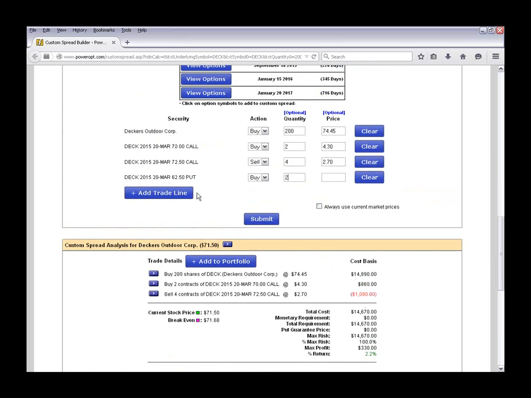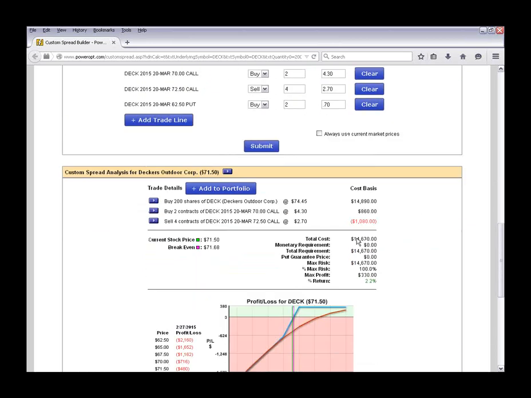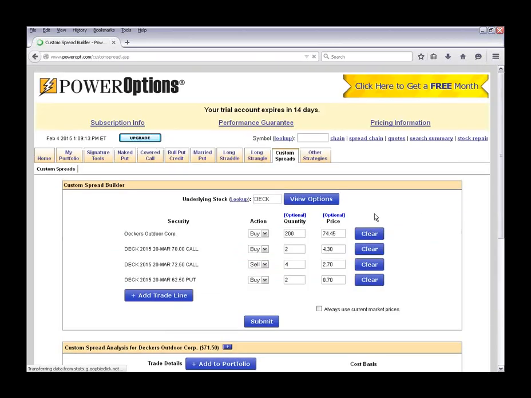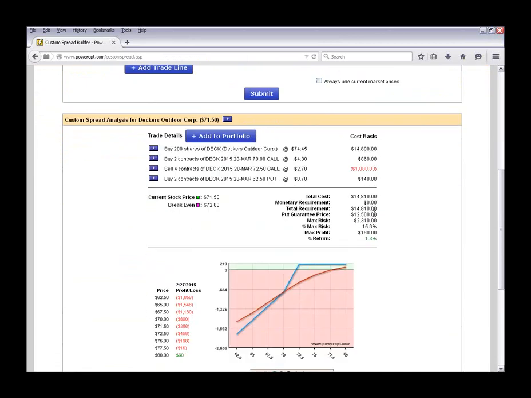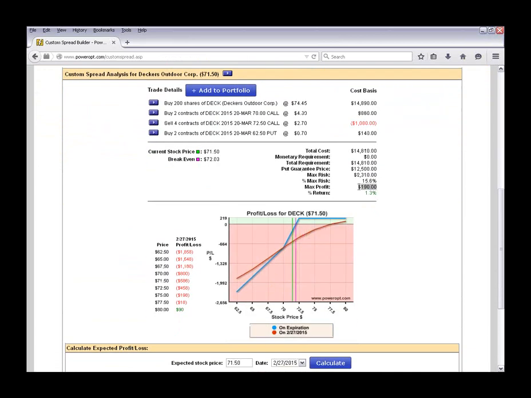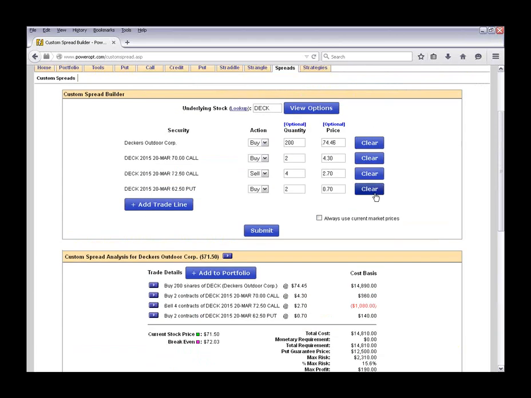We're going to have to buy 2 of the 62.5 puts. We're going to put in a midpoint of about 70. Really it would be 65, let's use 70. Okay, so we negated the gain now from 330 to 190, and unfortunately I don't like this because that risk is still too high. Okay, so let's go back up.